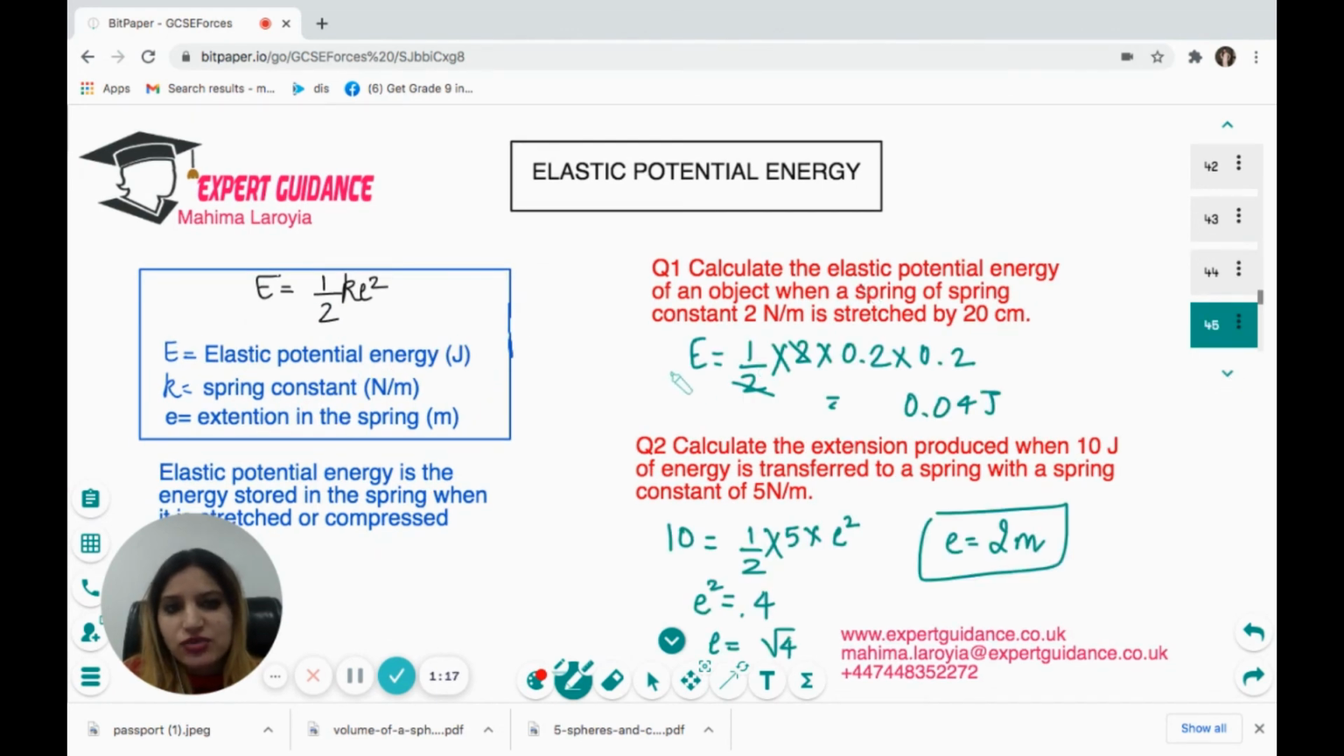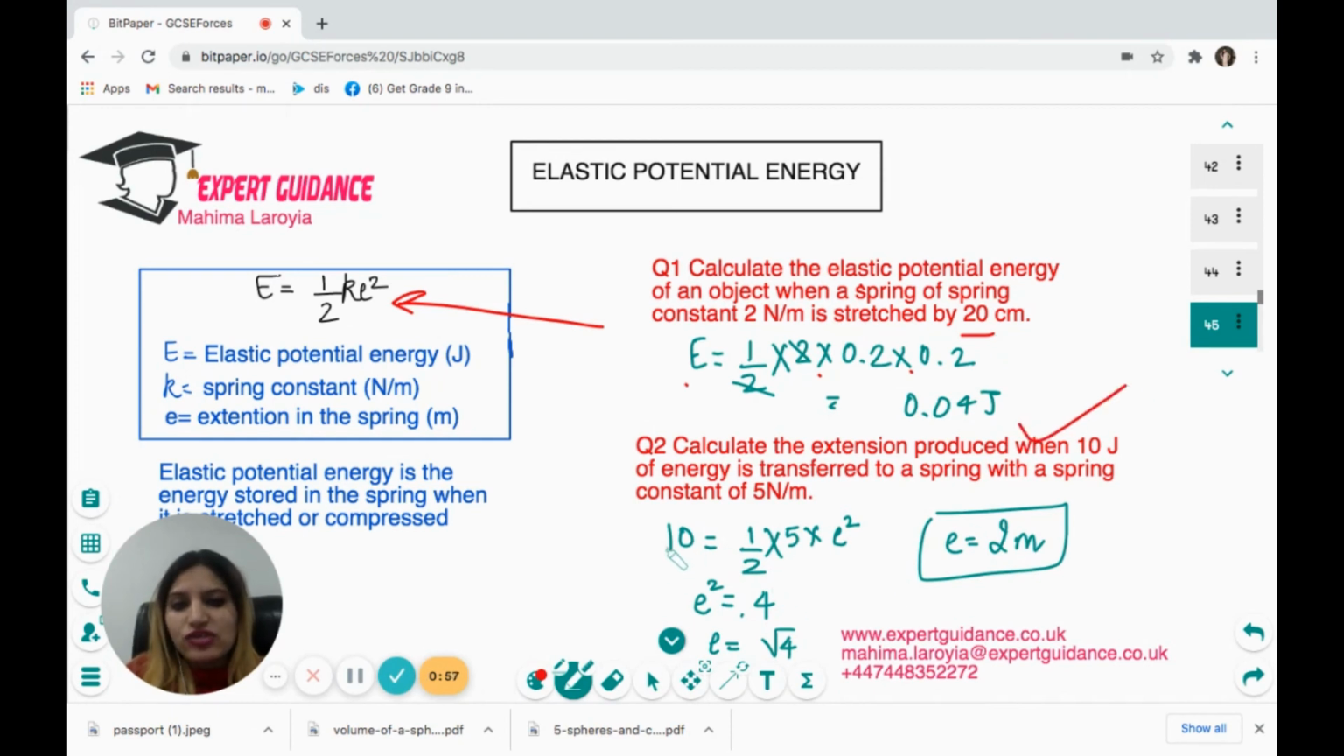Okay, so for the first one, we'll use this formula. Elastic potential energy is half k e squared, and we'll take care that here the distance is 20 centimeters. We need to convert it into meters, which is 0.2. So the energy would be half k e squared, which is half times 2 times 0.2 times 0.2, which is 0.04 joules.